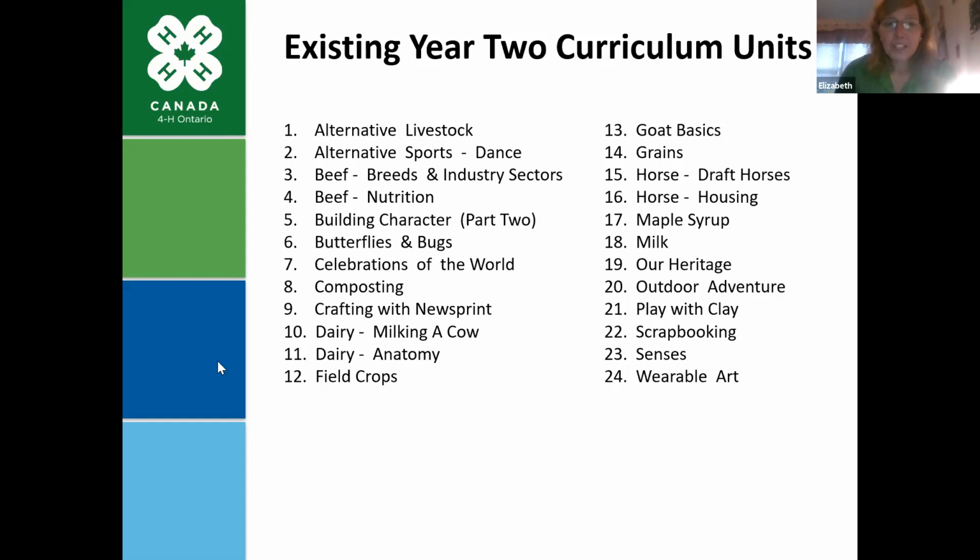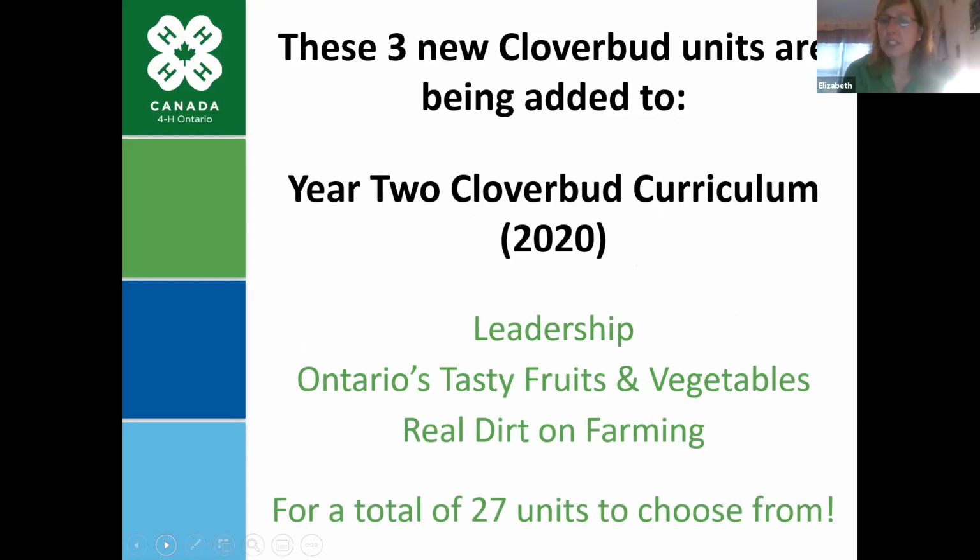So with the addition of these 3 projects, leadership, Ontario's Tasty Fruits and Vegetables, and the Real Dirt on Farming, we now have a total of 27 units that are available from year 2. And then going forward in 2021, we'll be using the year 3 curriculum, and the plan is to have new units added for next year as well.